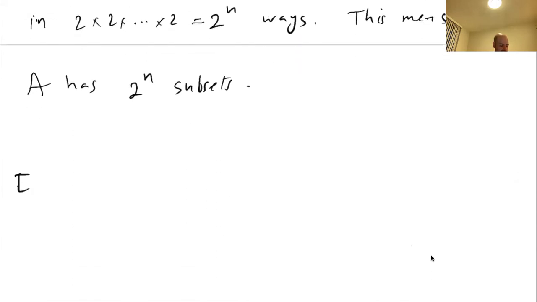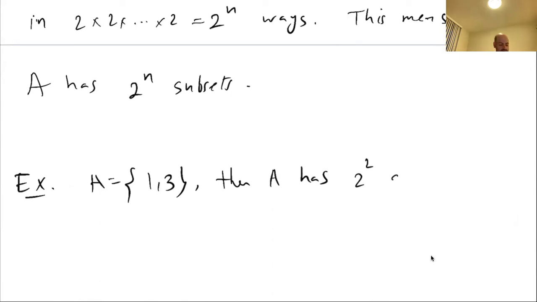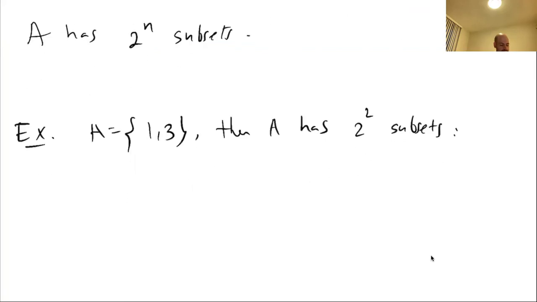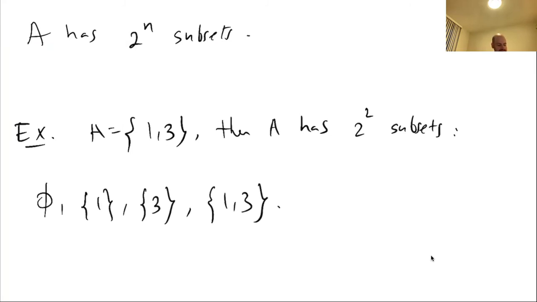So let me give you an example. Let's say A equals 1 and 3, then A has how many subsets? A has 2 elements, so A has 2 to power 2 subsets, which means 4. And what are those 4? Empty set, 1, 3, and 1 and 3. So 4 subsets.